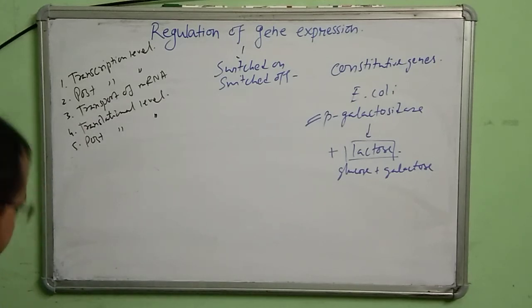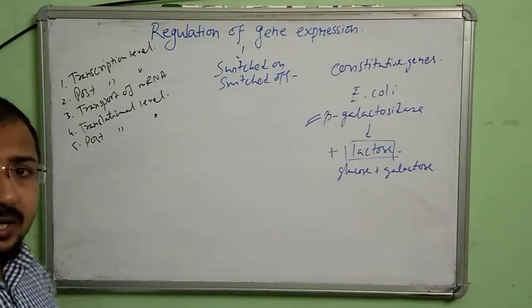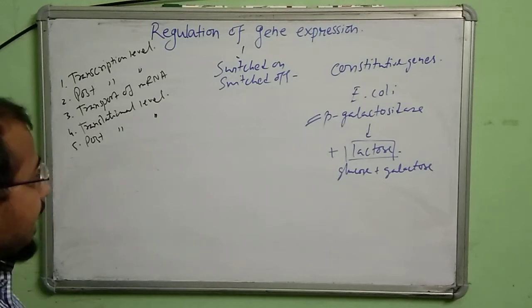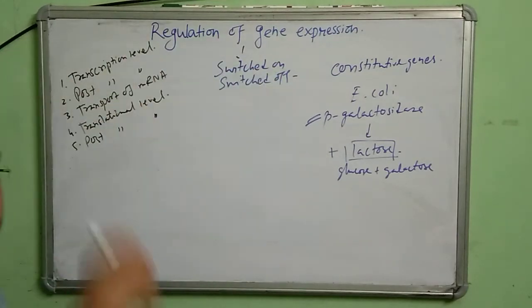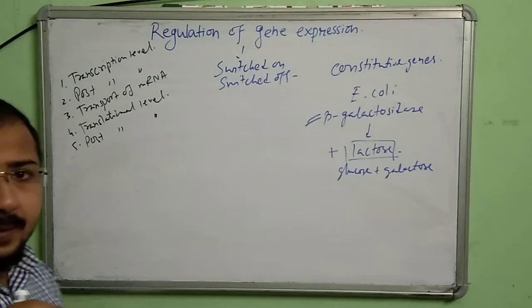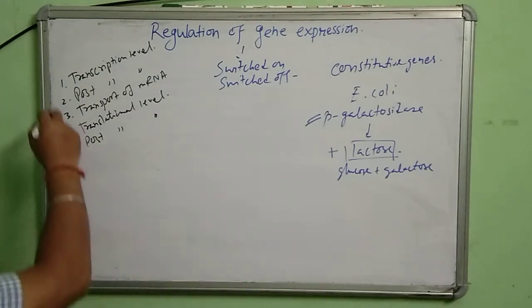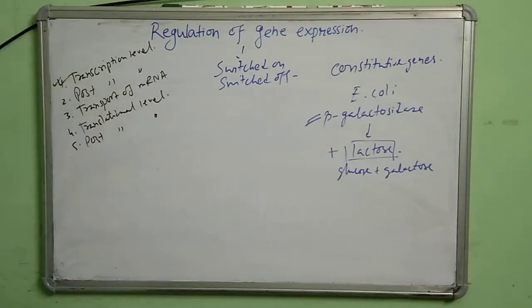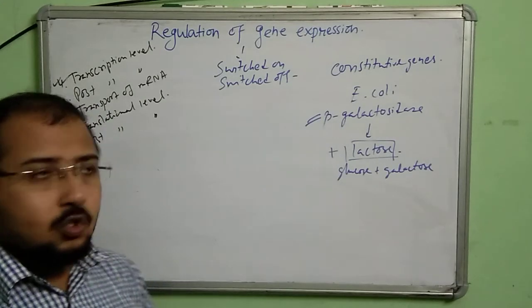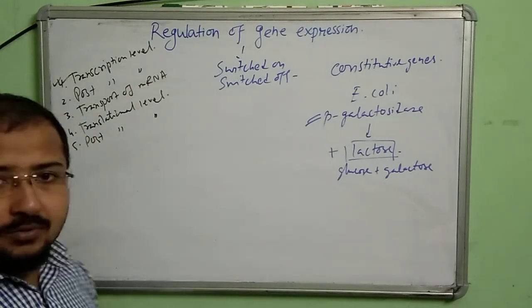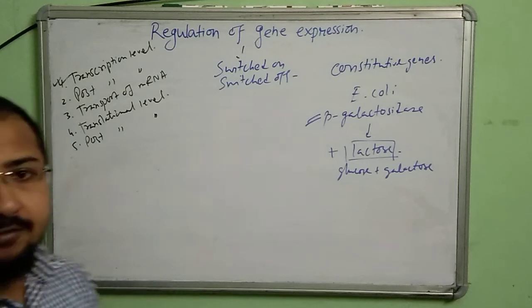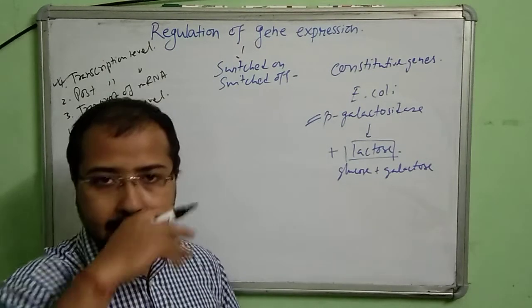What happens is that in prokaryotes, if I take an example like the Escherichia coli bacteria, the gene expression is regulated at the beginning of the transcription level. So this is how, depending on the step, the expression or the functioning of the gene is regulated.